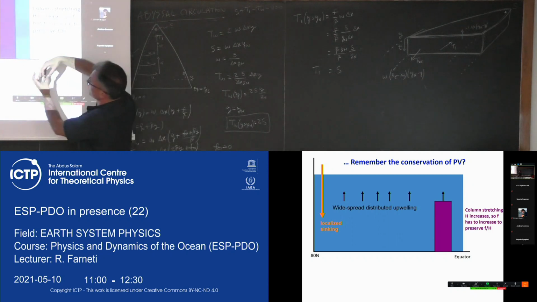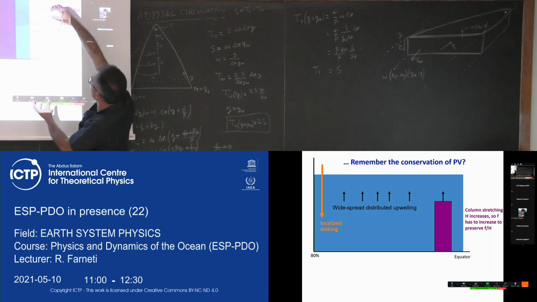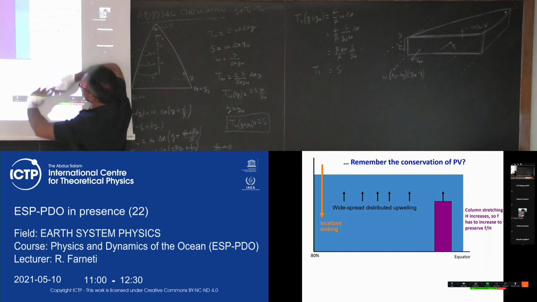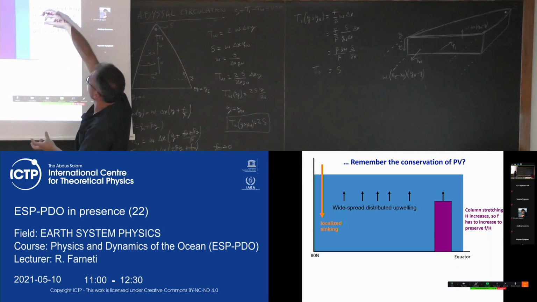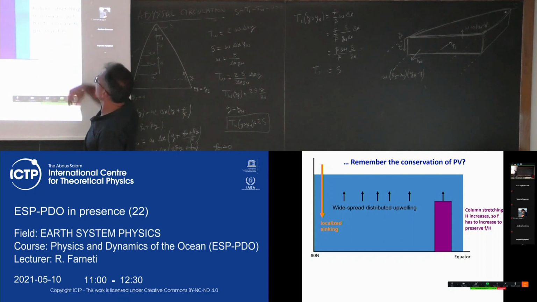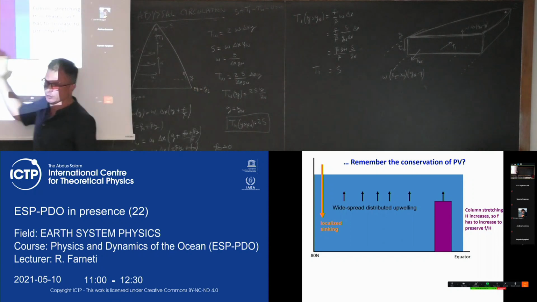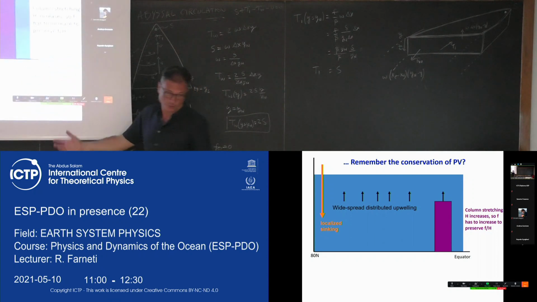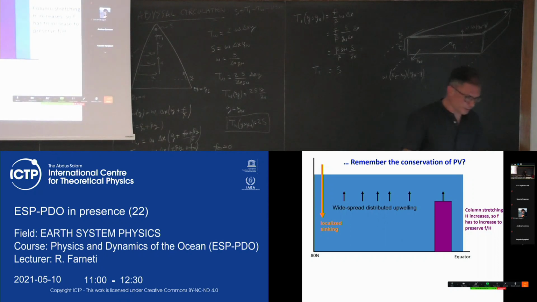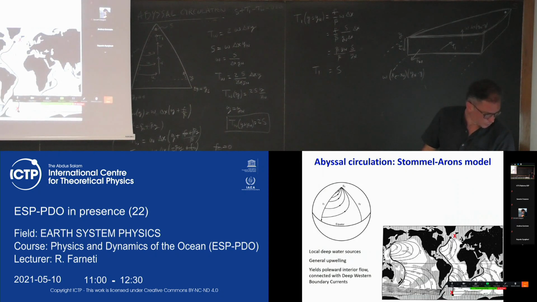if vertical velocity is positive, that is stretching the column of water. So it is moving the column of water upwards. So H increases. If H increases, f has to increase in order to conserve PV. And so it is moving towards the north. So that's a conservation of PV, which is this Sverdrup balance. And that is the interior transport. And so we saw this simple model of the abyssal circulation, which is actually called Stommel and Arons' model.